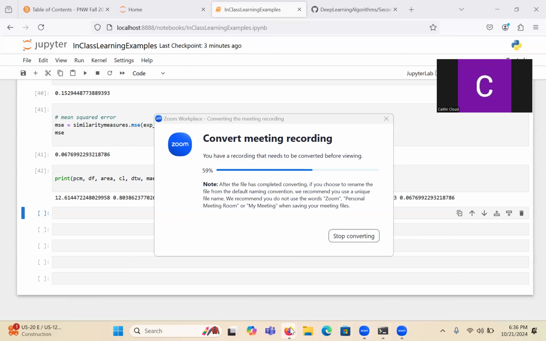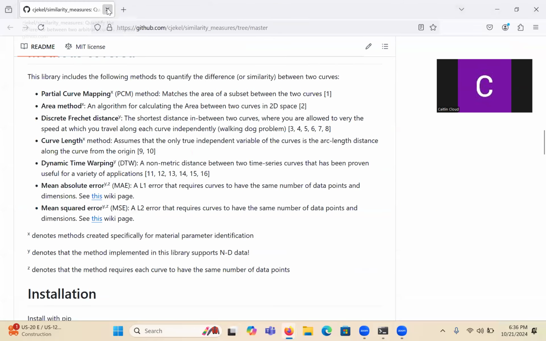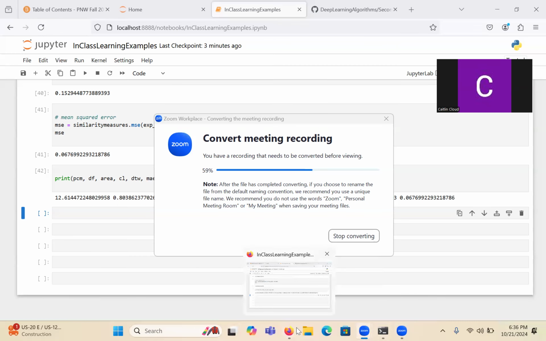So let's take a look over here at the next example. We're going to go to the GitHub.